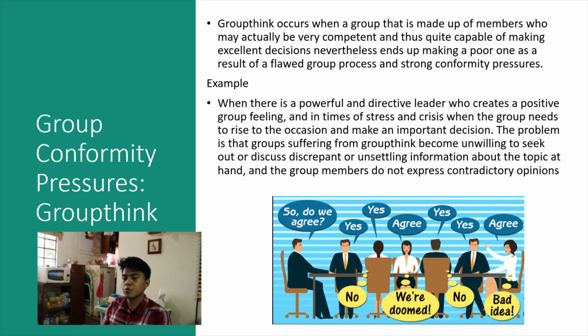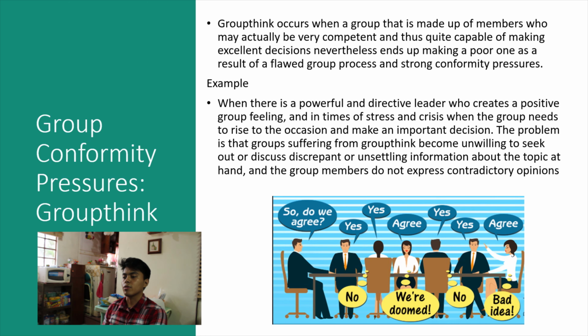So next is group conformity pressures. There's what we call groupthink. It occurs when a group made up of members who may actually be very competent, and thus quite capable of making excellent decisions, ends up making a poor one as a result of flawed group process and strong conformity pressures.